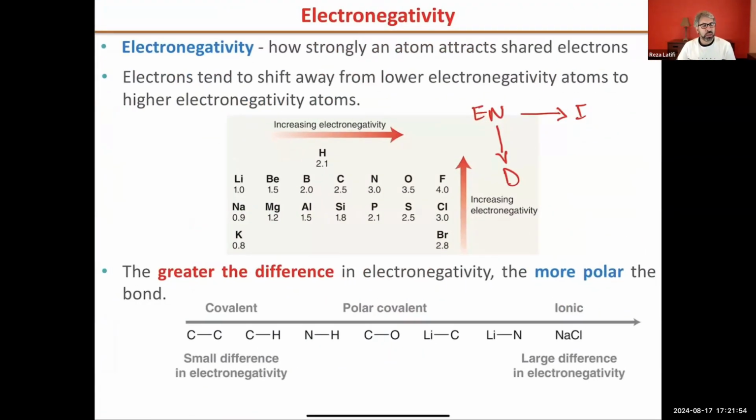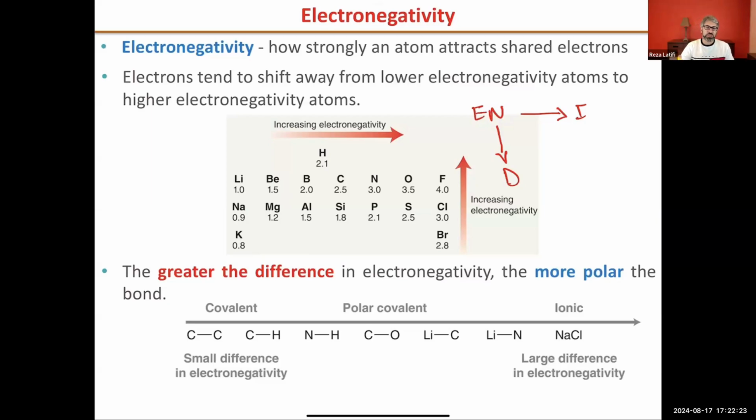Now, when you attach two identical elements to each other, none of them is going to win. So you will not see a difference in electronegativity between them. If they are identical, there is no movement of the electrons, meaning they're not going to be closer to or farther from one element. In that case, we call the bond non-polar.